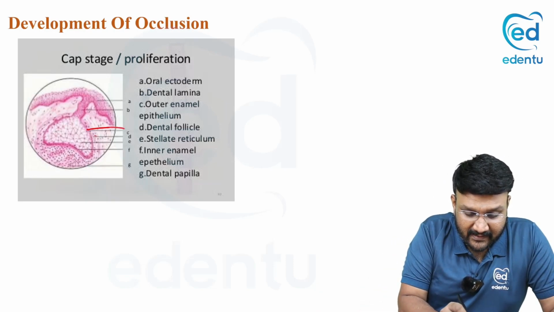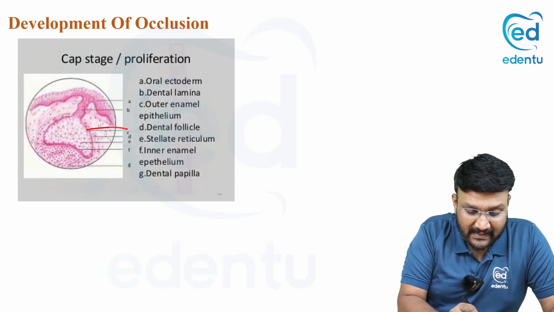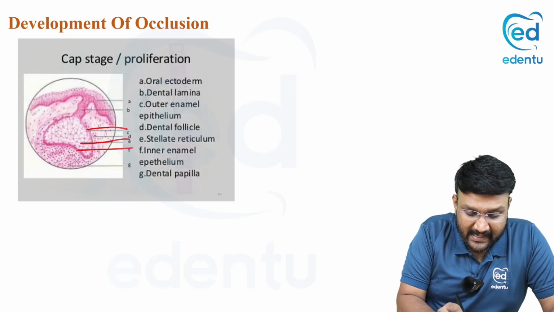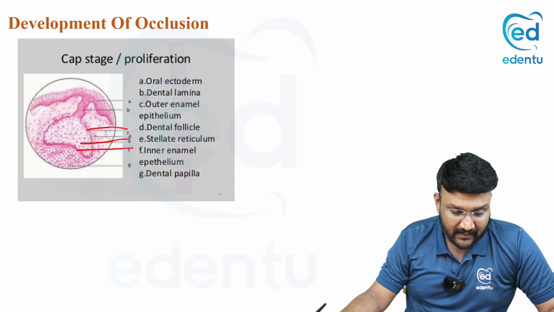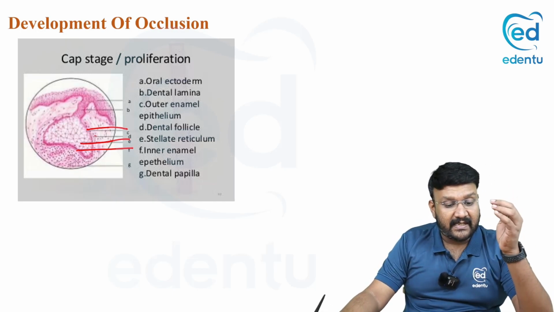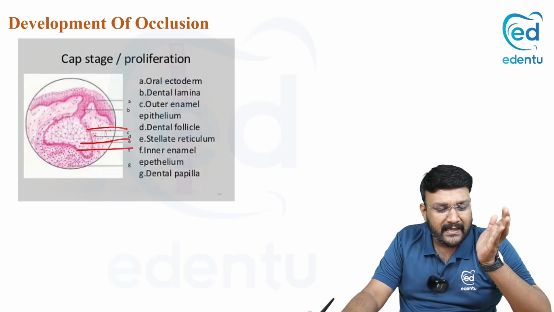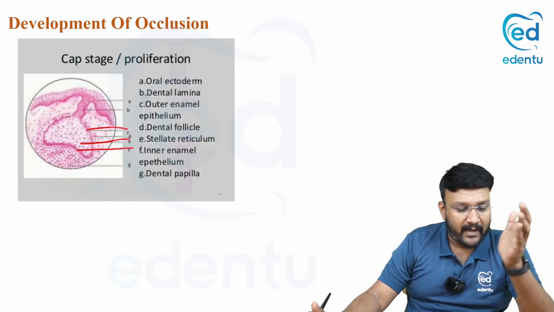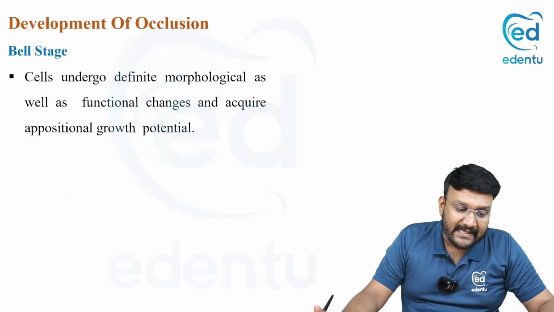Here you can see this is the outer enamel epithelium, this one is the stellate reticulum, and this is the inner enamel epithelium. So these are the changes. I'm just focusing on the changes that happen from the bud stage to the cap stage. So next is the bell stage.